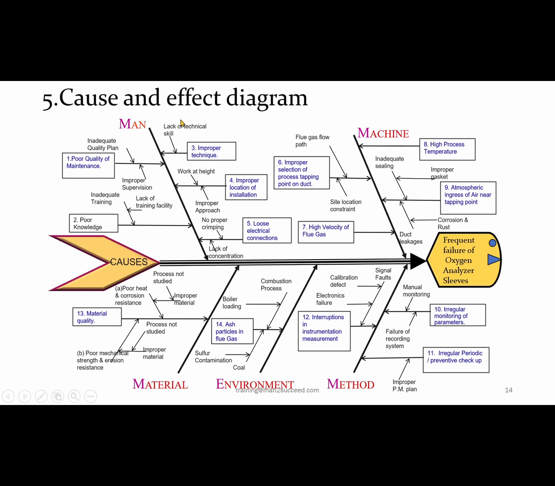So now we have the cause and effect diagram. They made a cause and effect diagram with man, machine, material, methods, and environment. Environment, or mother nature, they have taken. So many items are listed out under each category. Man has a few items, machine also a few items, and material also. Totally about 14 important items they have listed out, and they are the causes for the failure of the oxygen analyzer sleeve.